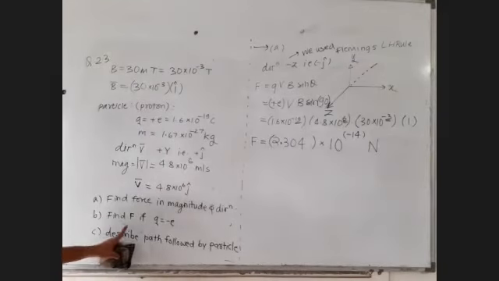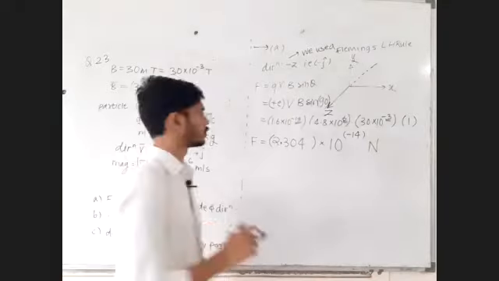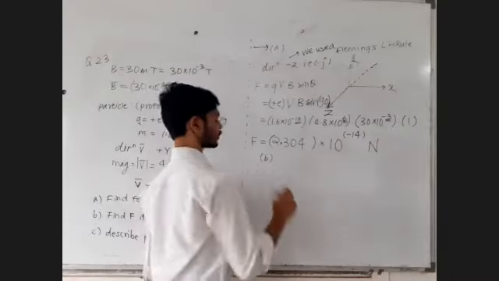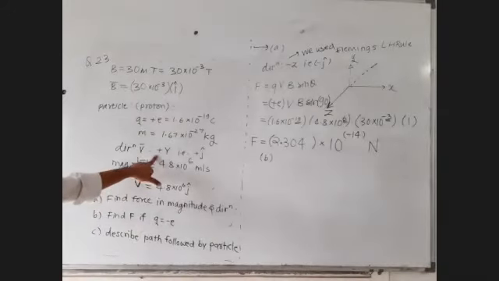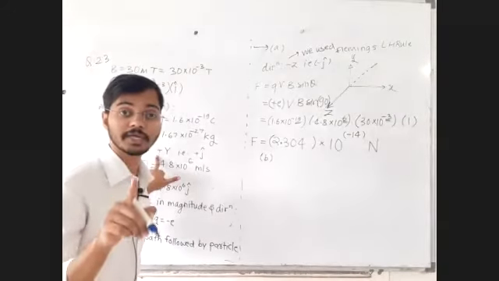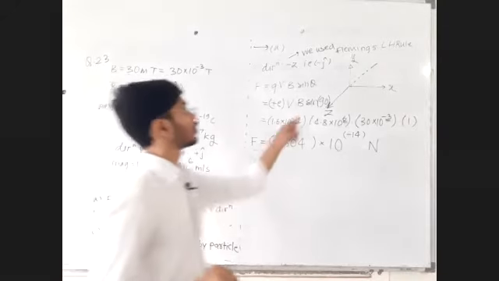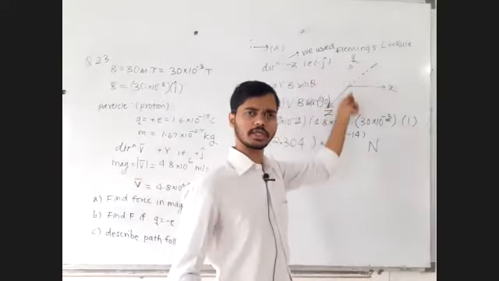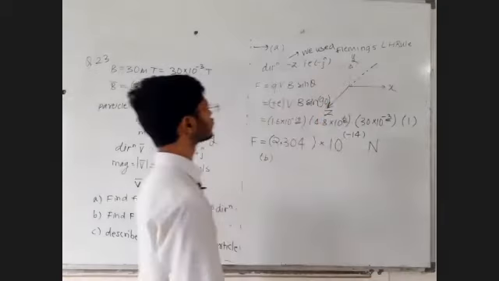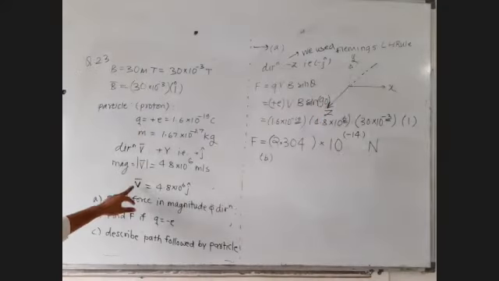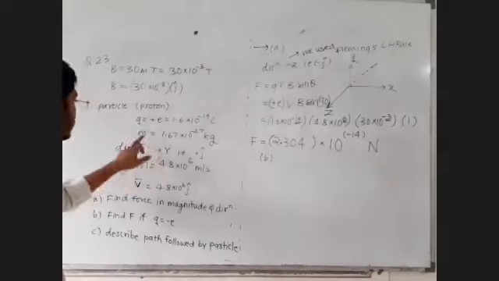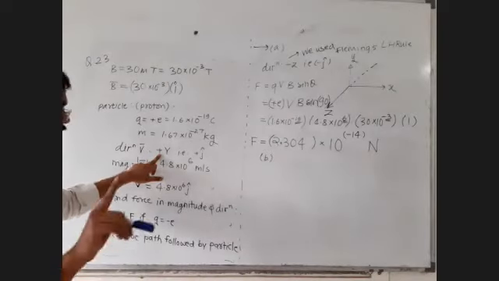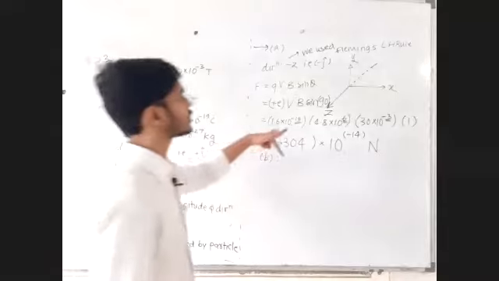Next, bit number B, find the force if the charge is negative. Now the charge is negative and its velocity is in the positive y direction. Then current will be opposite to velocity. Motion is upward, that we know, but current will not be in the direction of motion. The charge is negative, so current will be opposite to the motion in the positive y direction.